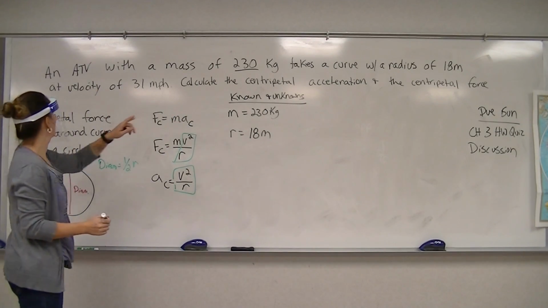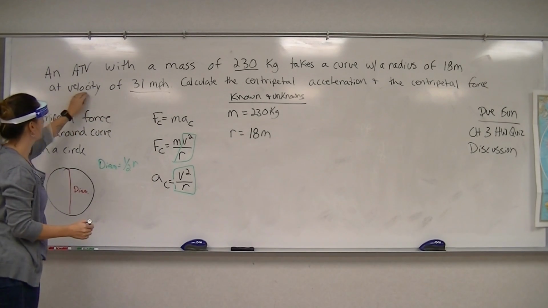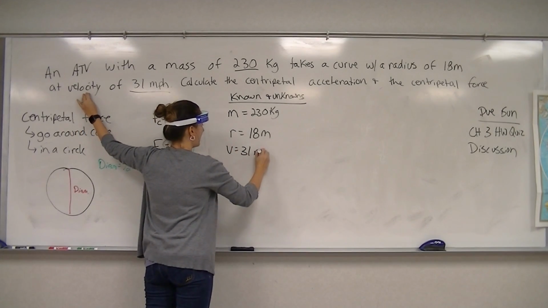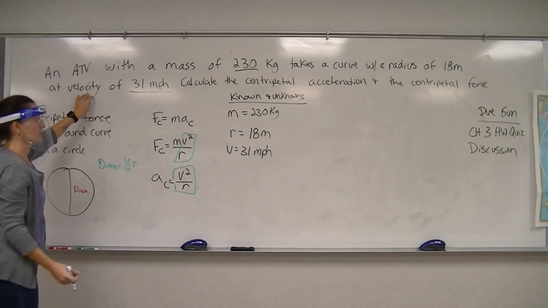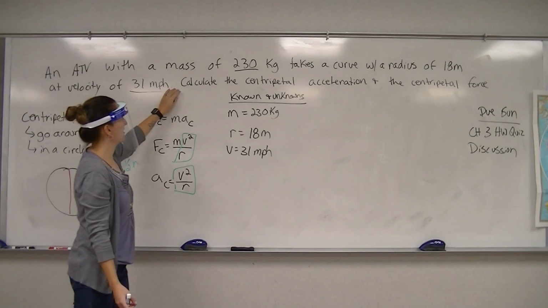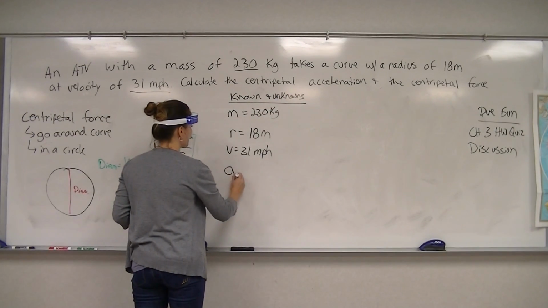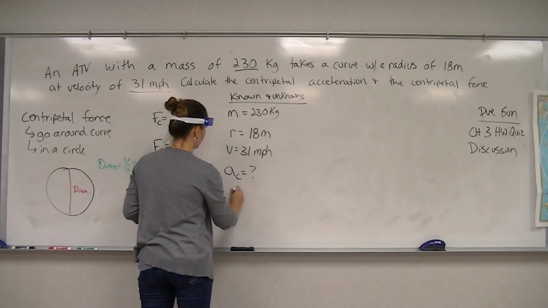Next piece of information, at a velocity of 31 miles per hour. So velocity would be variable v, and then 31 miles per hour. Got my knowns. Now what are the unknowns? What is it asking me to solve for? It's asking me to calculate the centripetal acceleration, A sub c, and the centripetal force, F sub c.